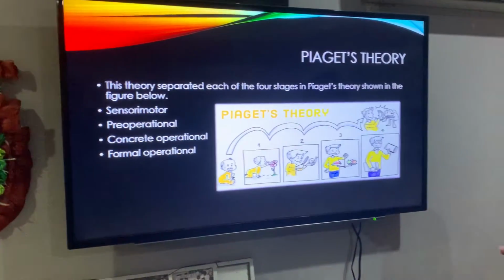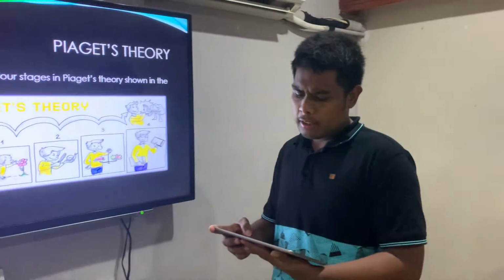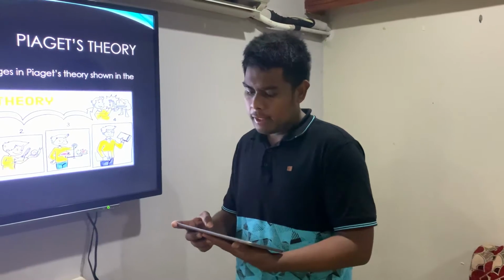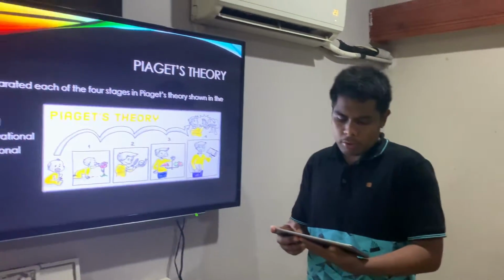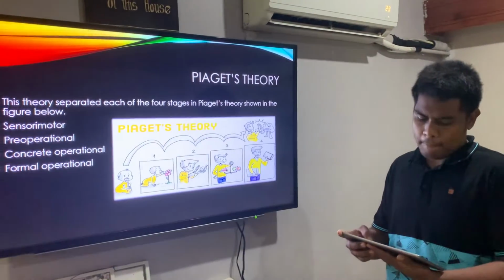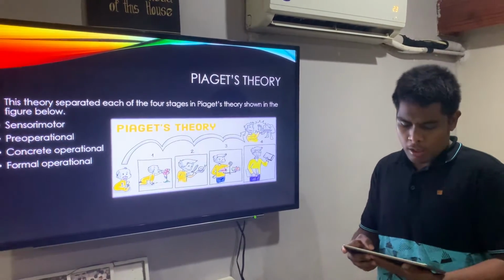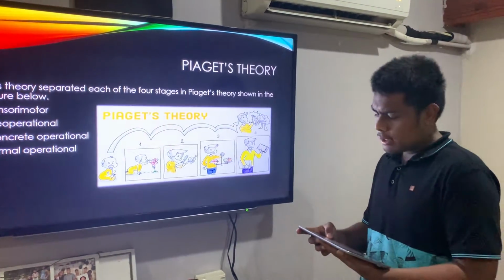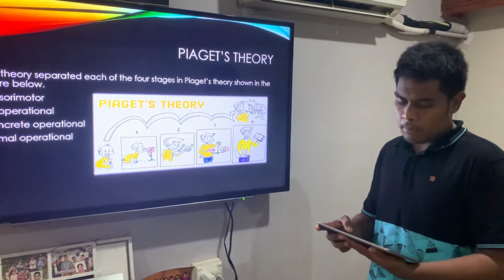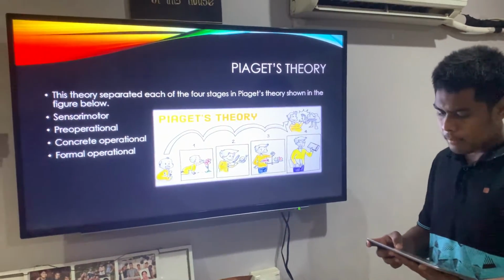Slide 4. Regarding this fourth slide, it mentions Jean Piaget's theory about each of the four stages. The first one is the sensorimotor stage. This is the first stage of human development, in which children utilize skills and abilities they were born with to learn more about the environment.